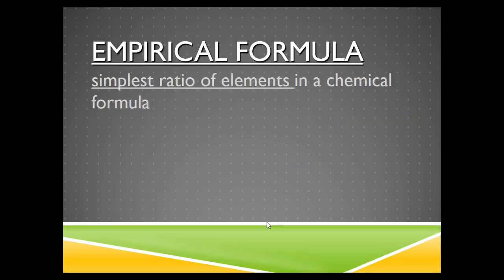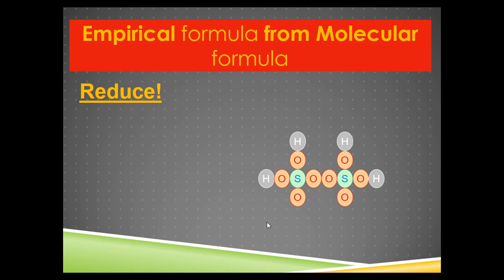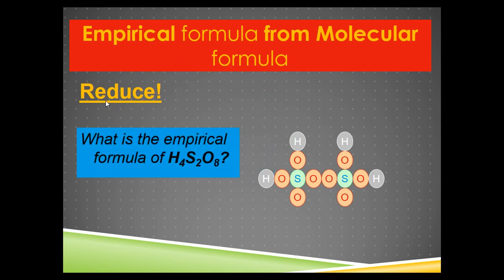Okay, so for this video, we're going to focus on empirical formula, and we'll get into molecular in the next one. So talking about the simplest ratio of elements. So let's say that I give you the molecular formula of something like I did with sugar, C6H12O6. How would I turn that into the empirical formula? Well, you would simply reduce, okay?